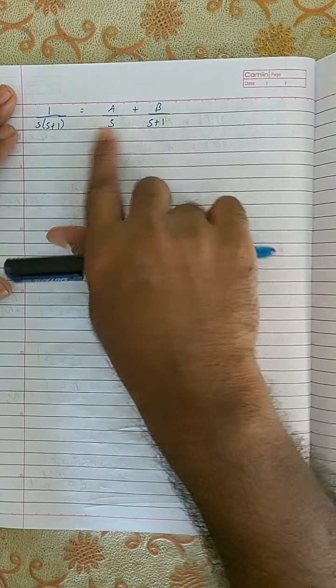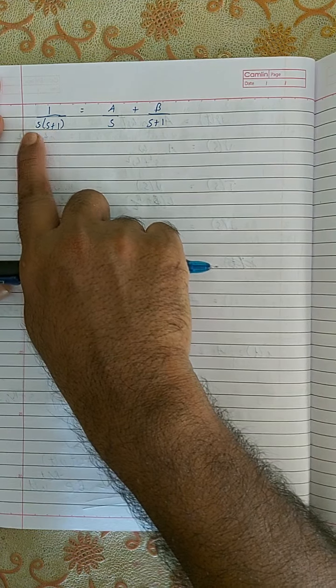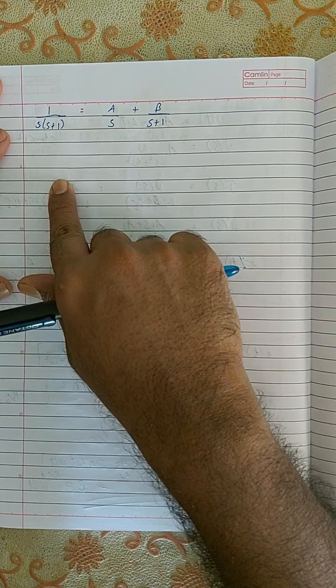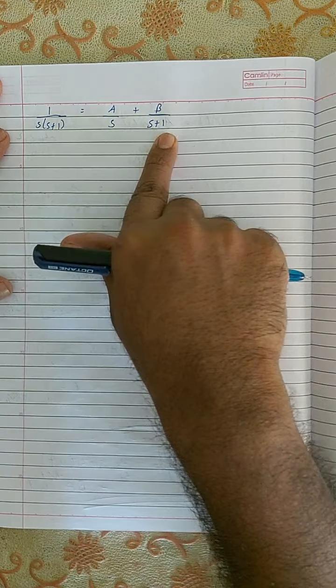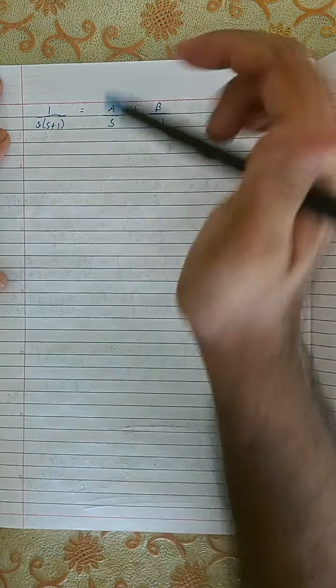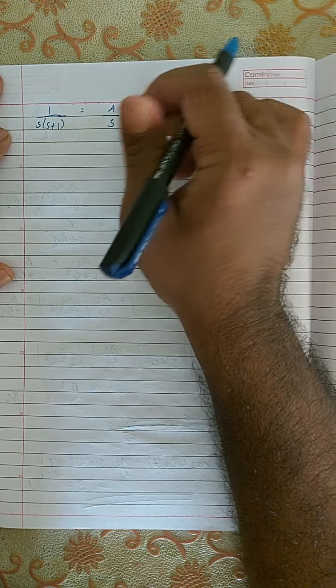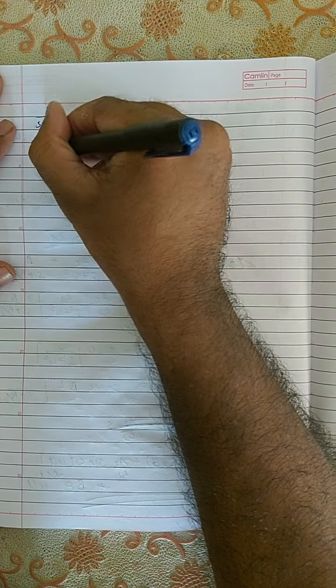See, this is how we partially factorize. If there are two separate individual independent factors, then we separate that into two terms. However many factors there are, that many terms should be over here. So here it is a by s plus b by s plus 1. Here we need to find, first I'll find the value of a. So how to find the value of a?